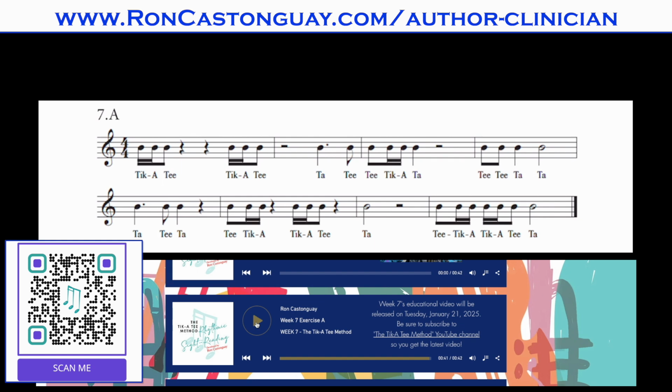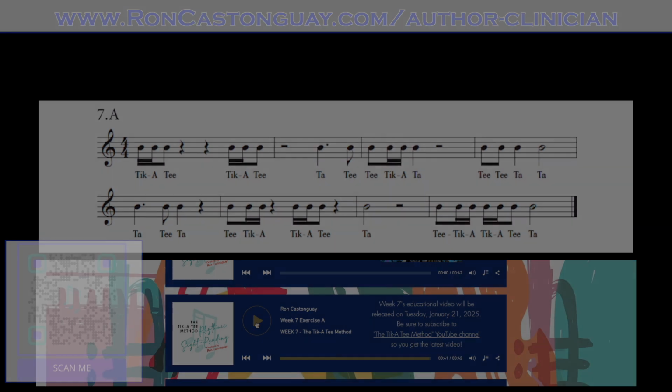Today I'm going to do a little bit something different. My vocal ensemble here at the school I teach at in Connecticut agreed to sight read exercise 7A and 7B and be videotaped doing it. So I'm going to show you live action here, real high school students using the Tik-A Tee method to sight read. So this is them sight reading exercise 7A.